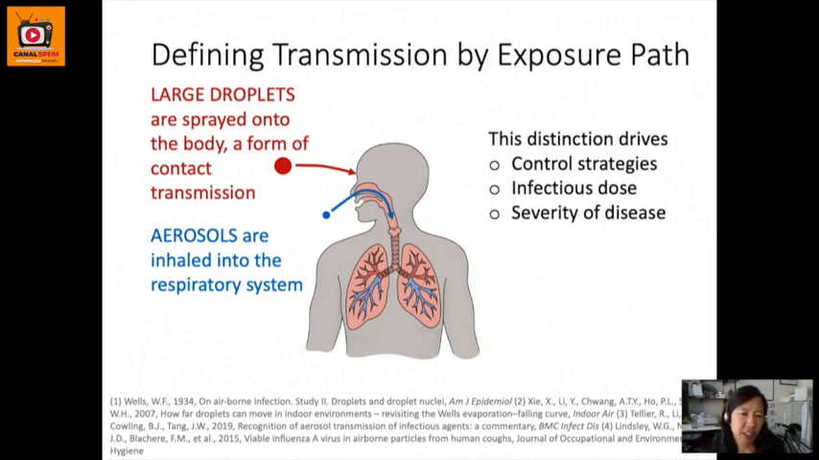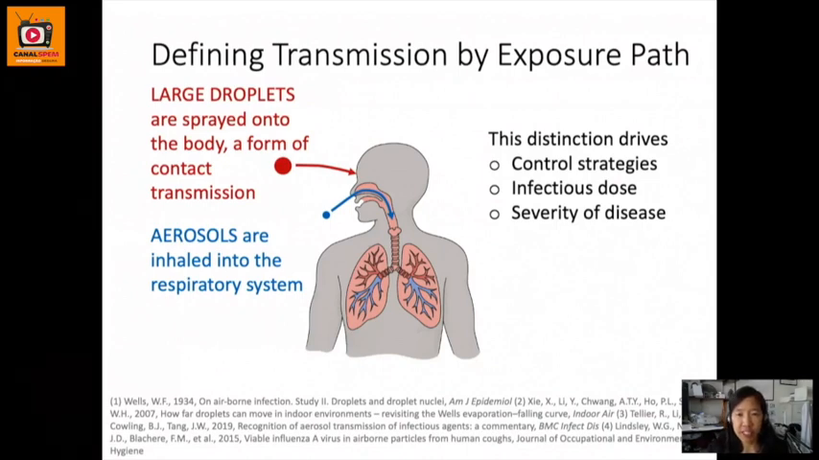This distinction is important because it drives control strategies, whether face shields will work. They'll work for large droplets, but not aerosols, and whether ventilation has any effect. Again, that does not have any effect on large droplets because they have so much momentum, so much inertia that they're not affected by ventilation, but aerosols are.